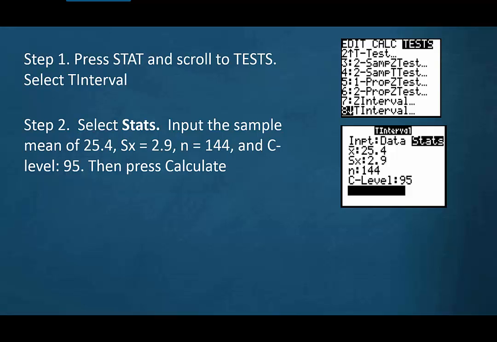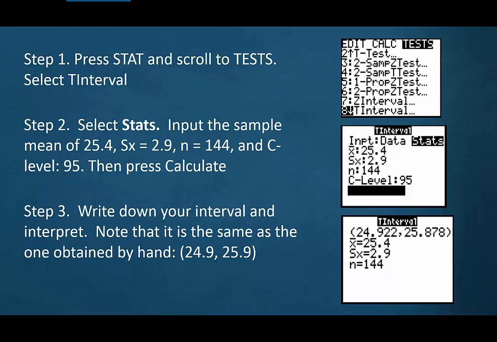We're given the summary statistics. We're given the sample mean, sample standard deviation, n, and we know the confidence level. So we're going to select Stats and put all that in. x bar is 25.4, s is 2.9, n is 144, and we're selecting 95 for the confidence level. I believe you can put in 95 or 0.95, either one, it'll take it. Press calculate, and we have 24.9 to 25.9, the same as we obtained by hand.